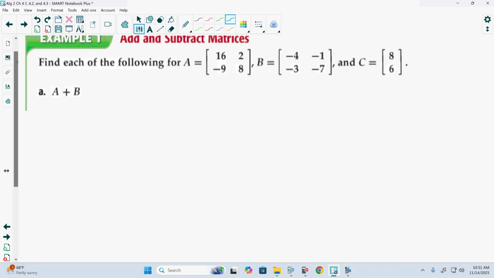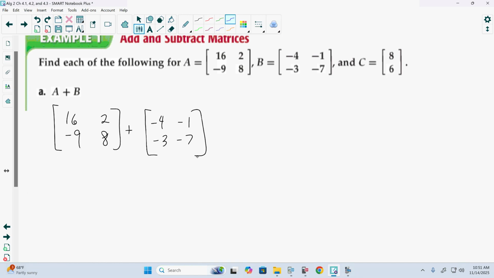So if we look at A here, because A is our 16, 2, -9, 8, and it's wanting us to add B to it. As we see here, A is a 2 by 2. B is a 2 by 2. Since the matrices' dimensions are the exact same, we can add the corresponding elements together.